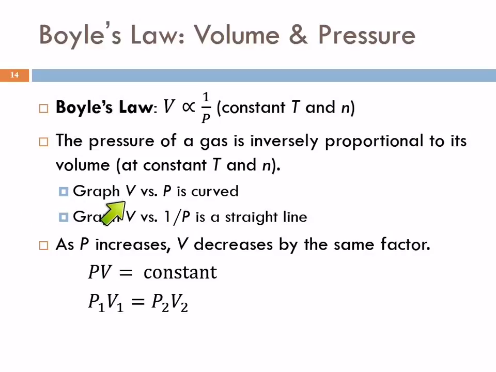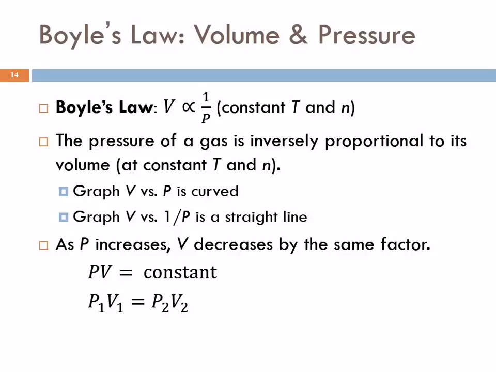So the graph of volume versus pressure is curved. Curved lines are difficult to deal with, but if we graph volume versus 1 over pressure, we get a straight line. I'll show you that in just a minute. As pressure increases, the volume decreases by the same factor. Another way to state that is the pressure times the volume for a given sample at a given temperature is going to be a constant.